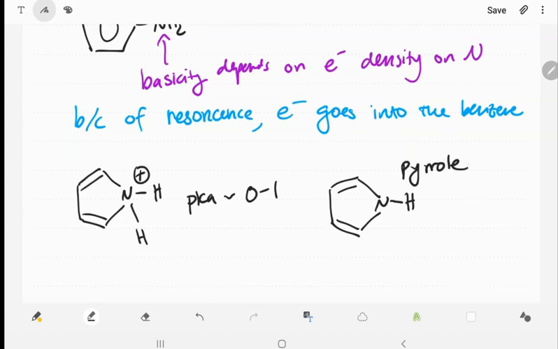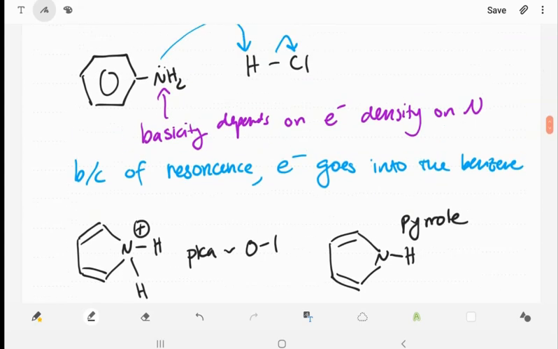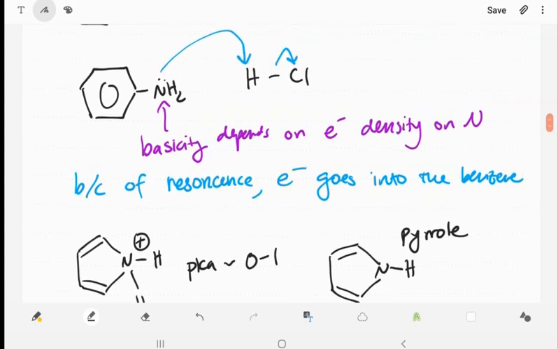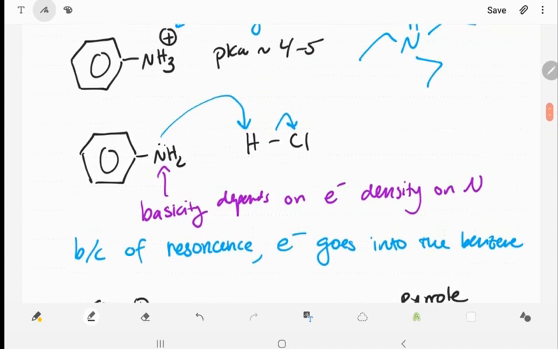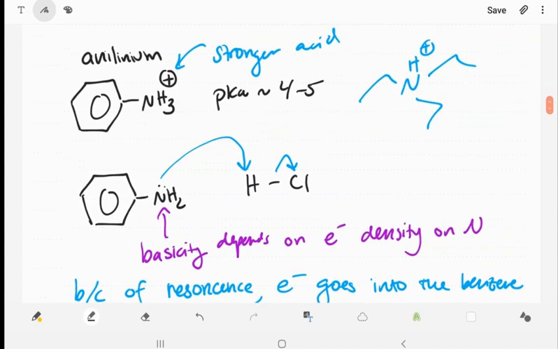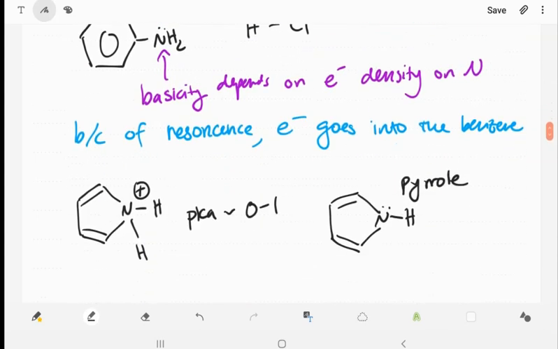Why is pyrrole such a terrible base? I mean, it's still got some resonance, right? Technically it's resonating, but why is this one 4 to 5? Why is pyrrole 0 to 1? Why is pyrrole so much weaker of a base? And why is the pyrrolium so much stronger of an acid? What's special about this?